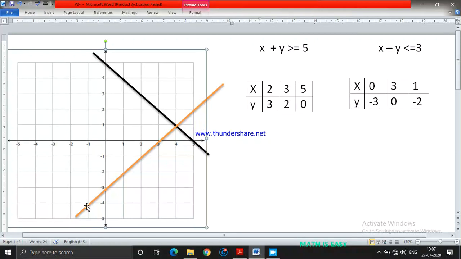For the black line, the region above the line is taken. Now what is the common region? The black line takes this solution set, and the orange line takes this solution set. What is the common solution set for both inequalities? I think only this much is the common solution. If you want, you can extend this line.